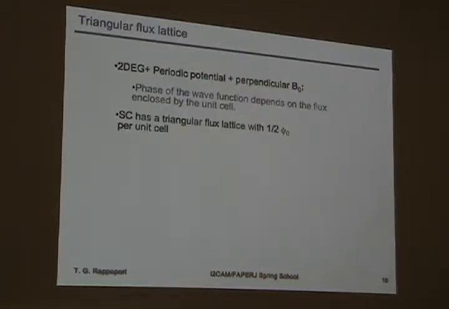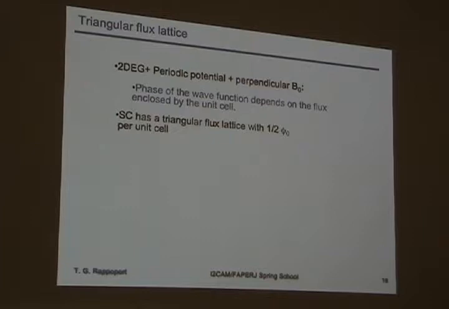Okay, so for those who know more or less what we're talking about, we have three ingredients here. We have a 2D electron gas, a perpendicular field, and an artificial periodic potential. As a consequence, you have this phase that depends on the flux enclosed by the unit cell. This is what is known as the Hofstadter butterfly problem. I am going to talk about this in a few minutes.